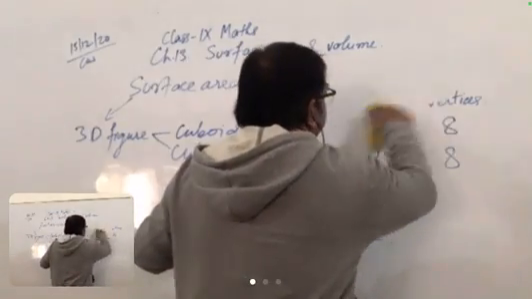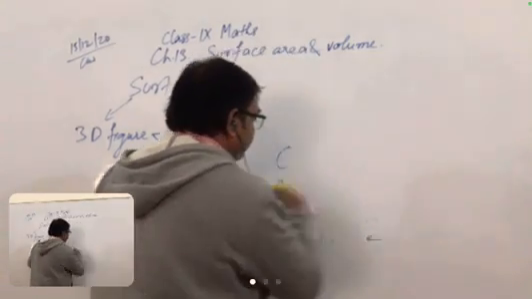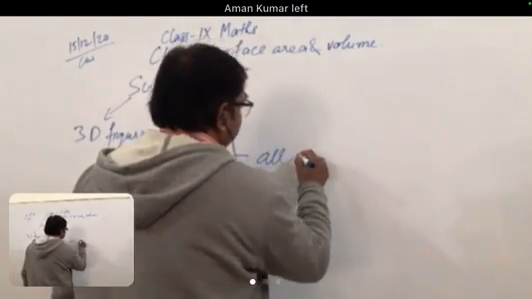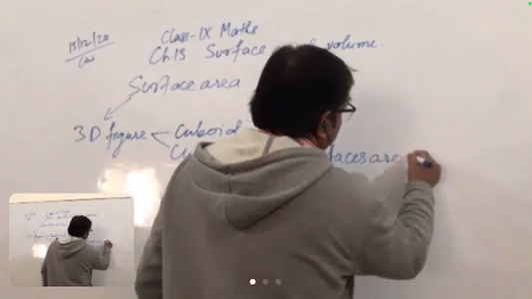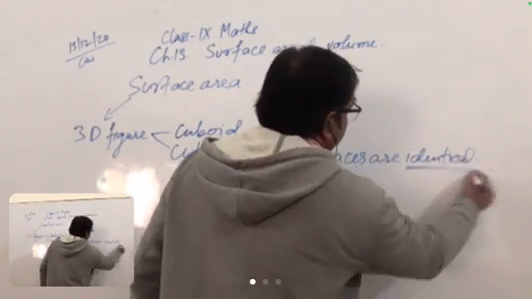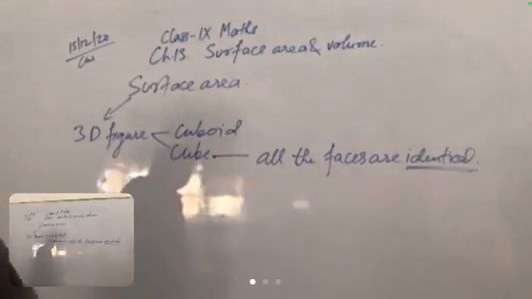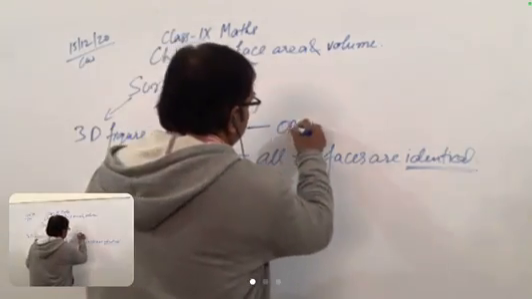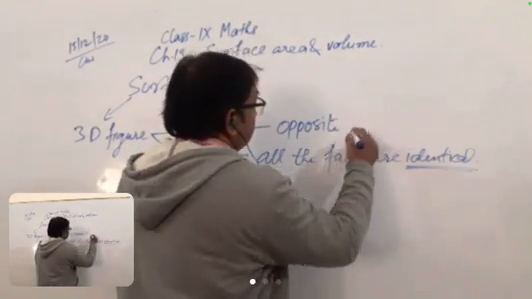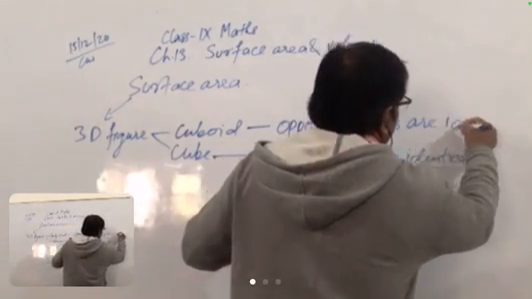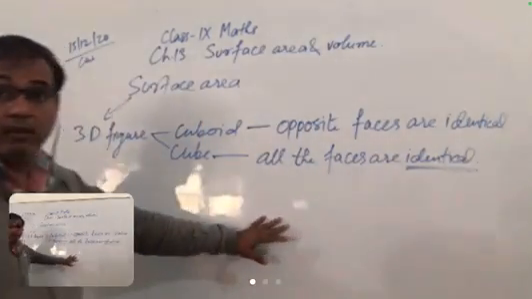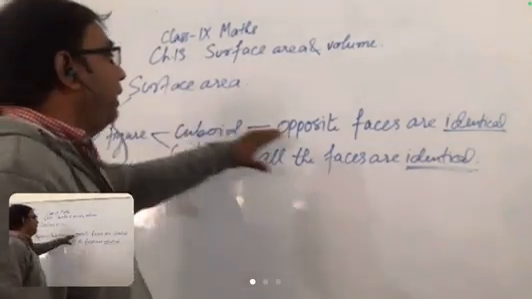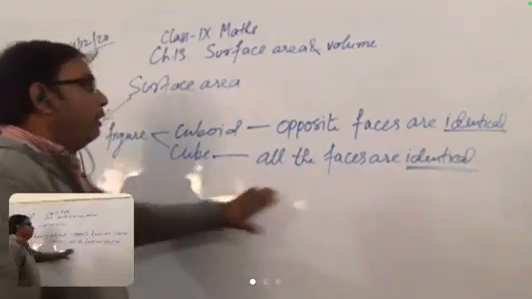Now what is different? In a cube all the faces are identical. What is the meaning of this? All the faces are identical. Is my voice clear to you all or not? Yes, sir. So now the cuboid. In a cuboid, opposite faces are identical, and in a cube, all the faces are identical.